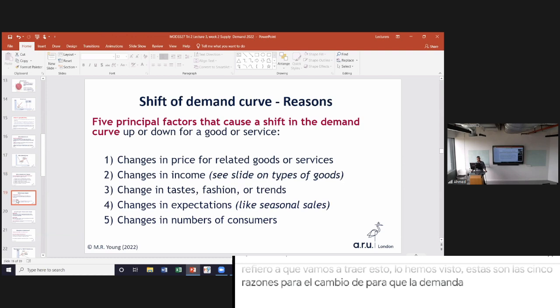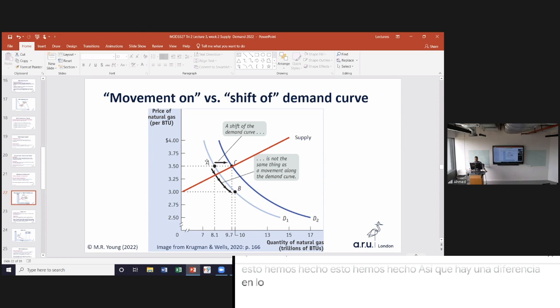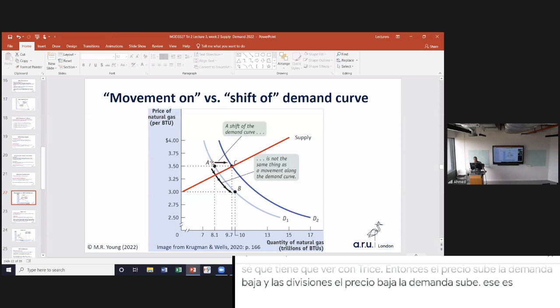The last thing I want to say today is the difference between a shift of the demand curve, which is D1 to D2 for those five reasons I just gave, and a movement along the demand curve, which is to do with price. If the price goes up, demand goes down, and if the price goes down, demand goes up. That's a movement along the demand curve. A shift of the demand curve is because of these five reasons. A lot of companies just decrease their prices so they get more sales.